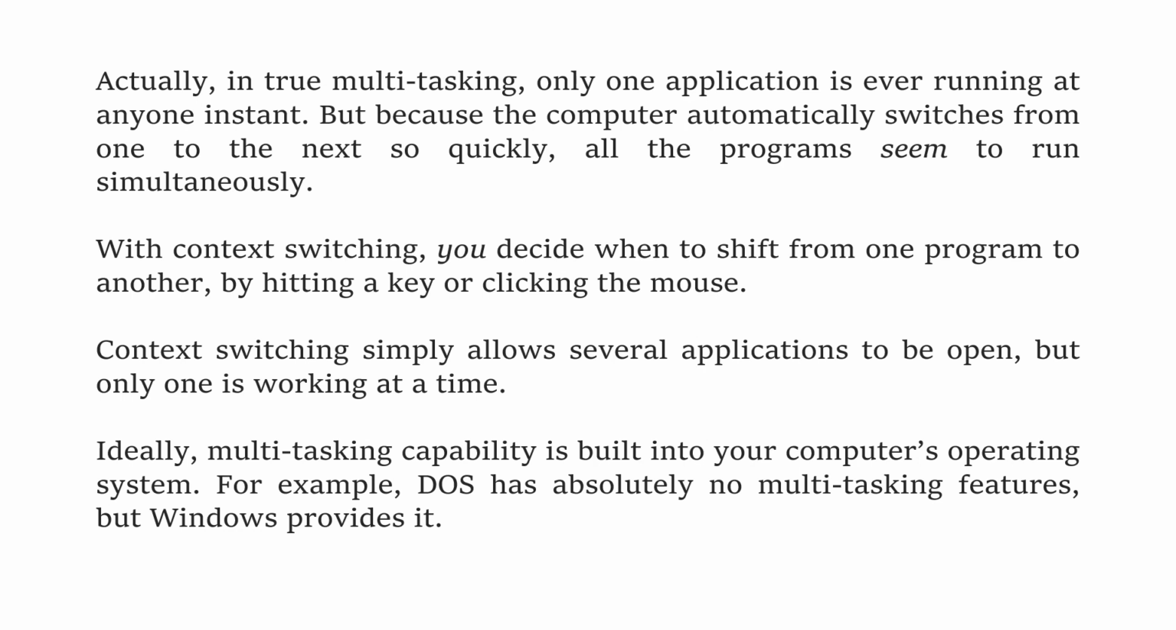Context switching here simply allows several applications to be open, but only one is working at a time. That is, we cannot simultaneously work in a PPT and also in Paint. At a time, only one, either we can edit in the PPT, or we can edit in Paint. That is known as real multitasking, where only one is working at a time. But we can switch using the context switch by clicking a mouse or hitting a key.